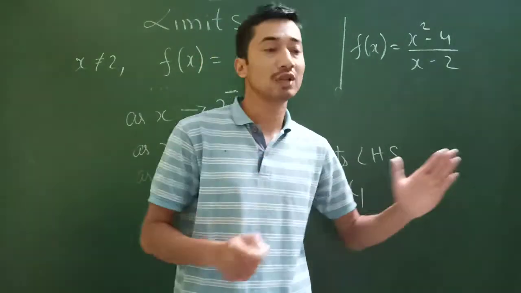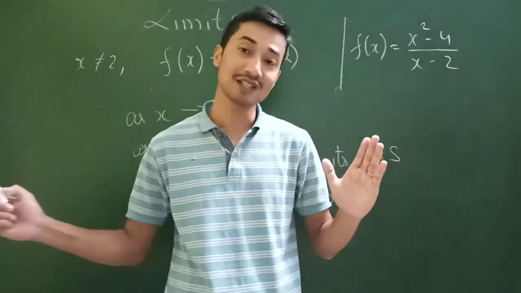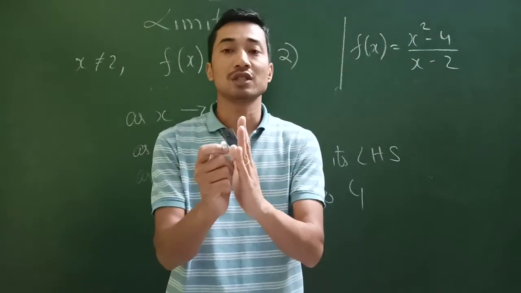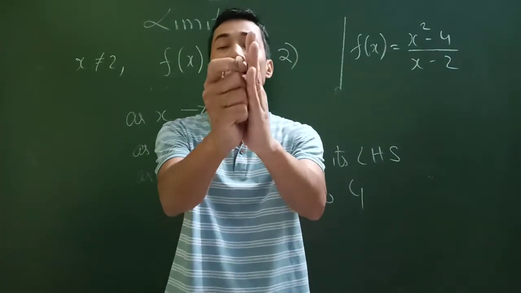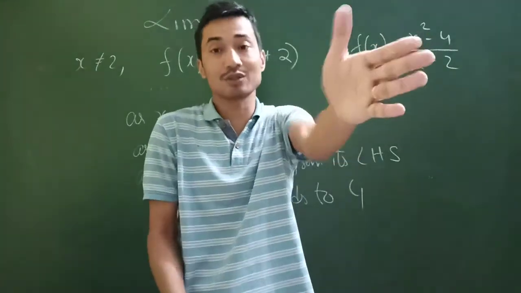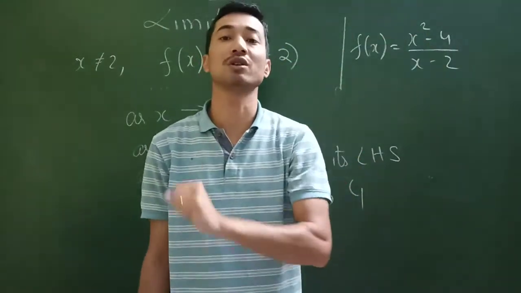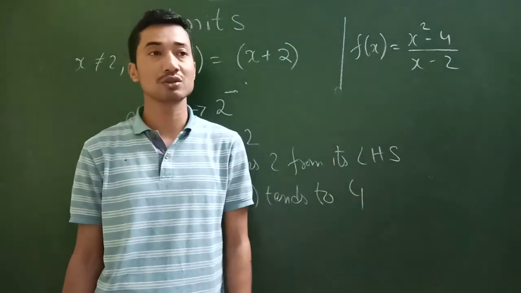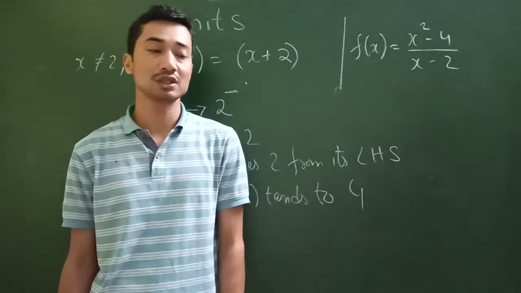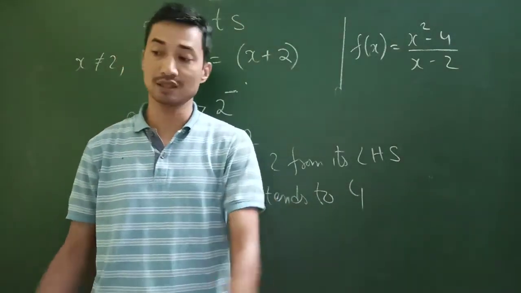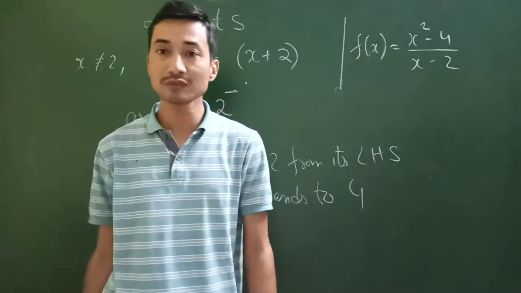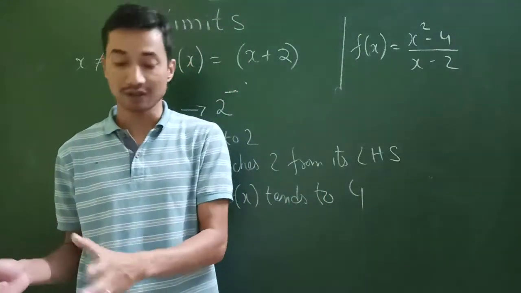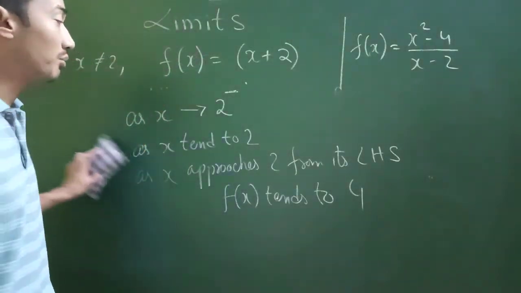Right hand side you come, left hand side you come, closer and closer, the value of the function is going nearer and nearer towards 4, not 4. Okay, we're not talking about that particular value 4. In simple words, we just want to know what is going to happen to that particular function as this value goes towards that. As it approaches, what is happening to the value of the function? Where does it tend to? That's what our primary concept is.